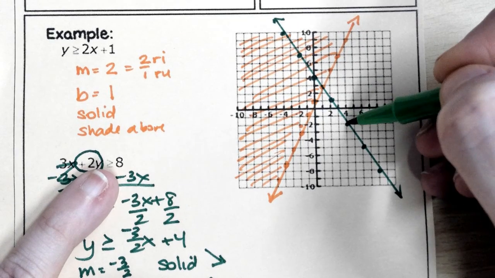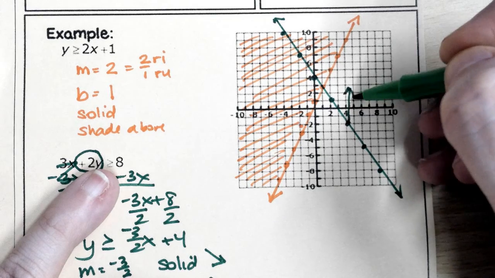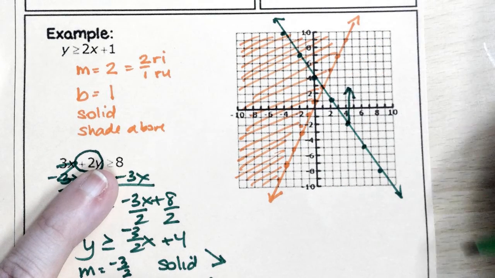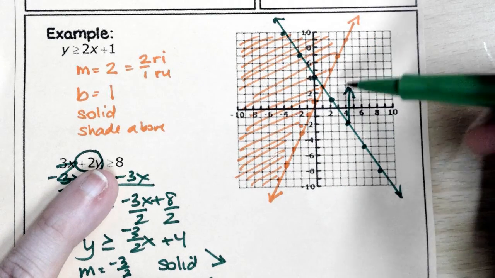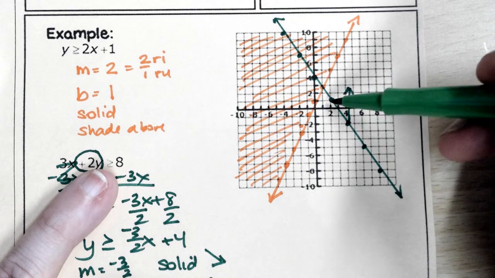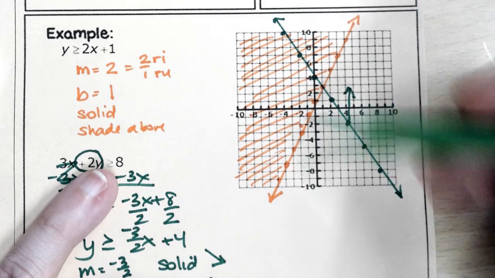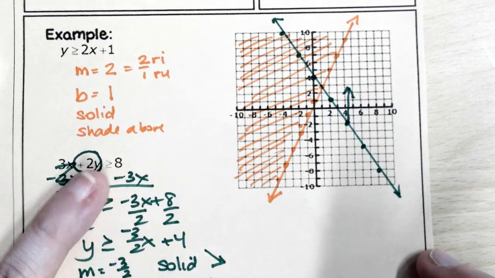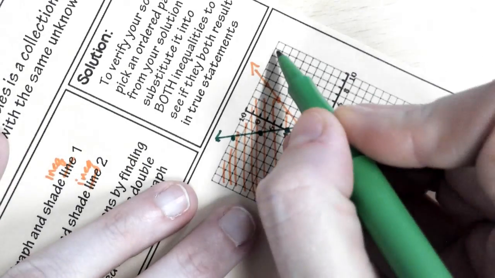Since mine says shade above, I'm going to put it on the line and draw an arrow pointing up. That's the area I shade. I shade the area that I pointed at. So if I was shading below, I'd have an arrow down there, and I'd shade the area on that side of the line. Okay? So since I've got this now, I'm going to shade.